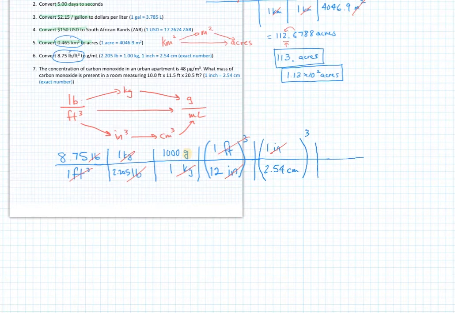So now I need centimeters cubed on top and milliliters on the bottom. There's 1 centimeter cubed in every 1 milliliter. So now I can cancel this and that cubed up there.